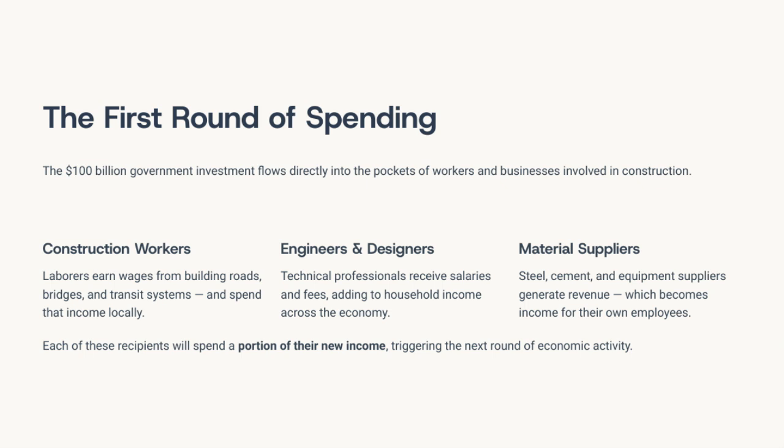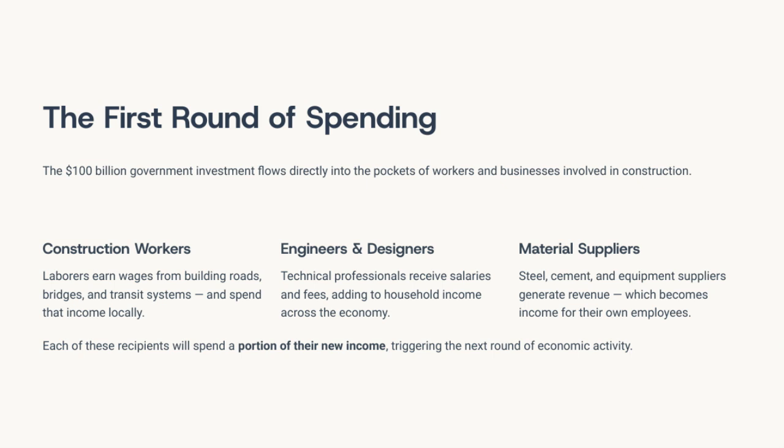Laborers involved in building roads, bridges, and transit systems will earn wages. And importantly, they tend to spend that income locally, further circulating money within the community. And let's not forget the government's $100 billion investment. It flows directly into the pockets of workers and businesses involved in construction, creating immediate economic impact. This first round of spending is fundamental because it sets off a chain reaction, amplifying the economic benefits of the original investment.